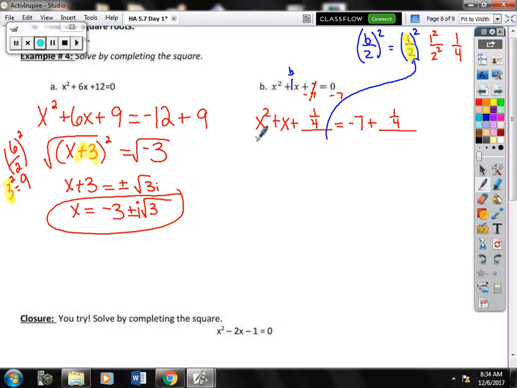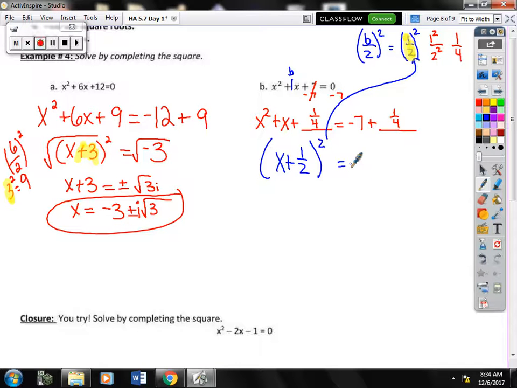So this should factor into x plus 1/2 quantity squared. If you don't believe me, you could check it by foiling. You'll end up getting 1/2 x plus 1/2 x, which will get you 1x, and 1/2 times 1/2, which will get you 1/4. Now over on this side, this is what makes the problem harder.